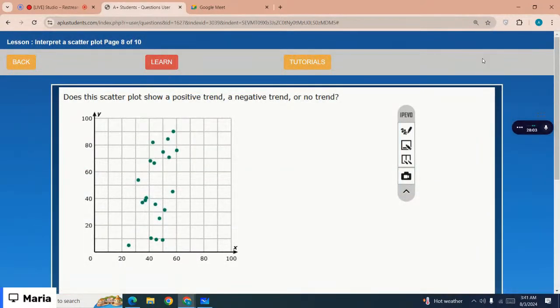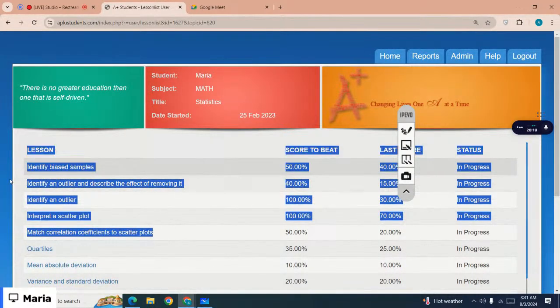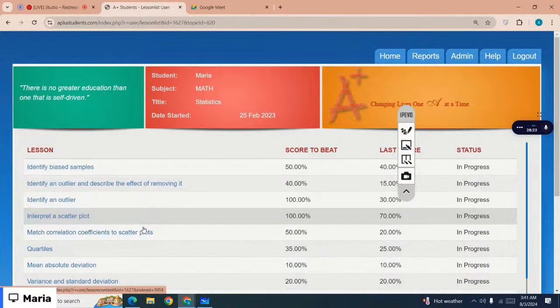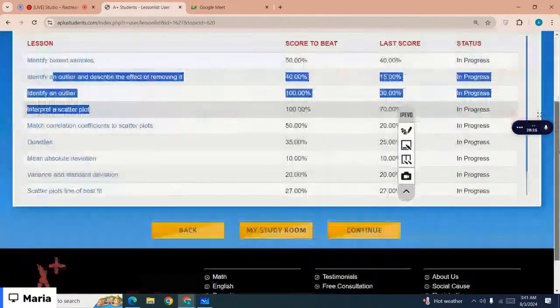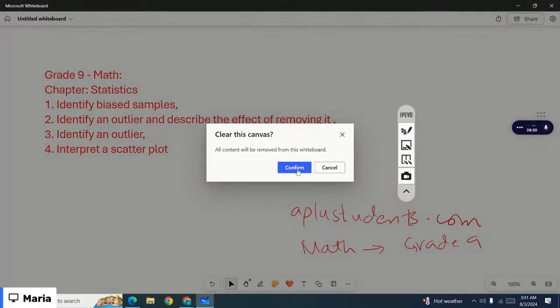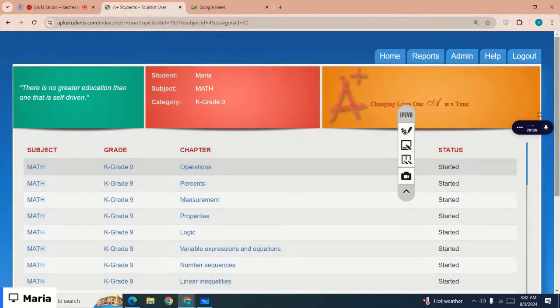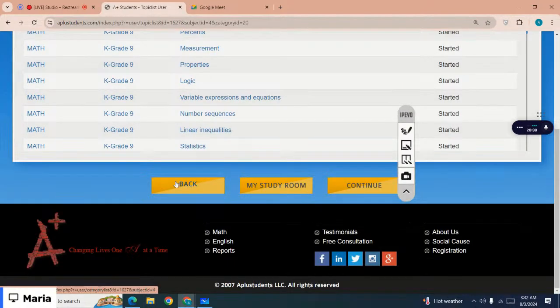Okay, you can complete the lesson by yourself later today. So we were working on grade 9 math. The chapter we were working on is statistics, and the lessons we have covered are biased samples, identify an outlier and describe the effect of removing it, identify an outlier and interpret a scatter plot. So please make sure to complete them before the next session. That is your homework until the next session, right?